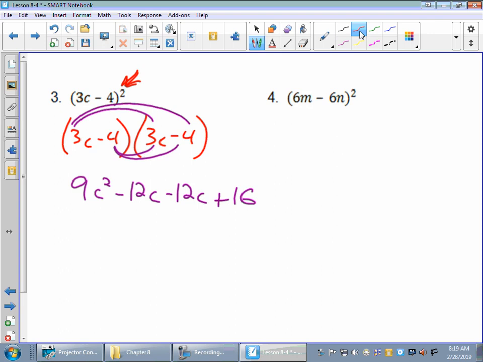So all we have left to do is combine here in the middle. Negative 12c and negative 12c is going to make a negative 24c. Remember, you're doubling it. That's the part of the shortcut. And then 9c squared and plus 16 come on down. So you can FOIL it, or you can jump from this step right down to here if you understand the shortcut. If not, FOIL it and combine like terms, because it never will fail you as long as you multiply correctly.